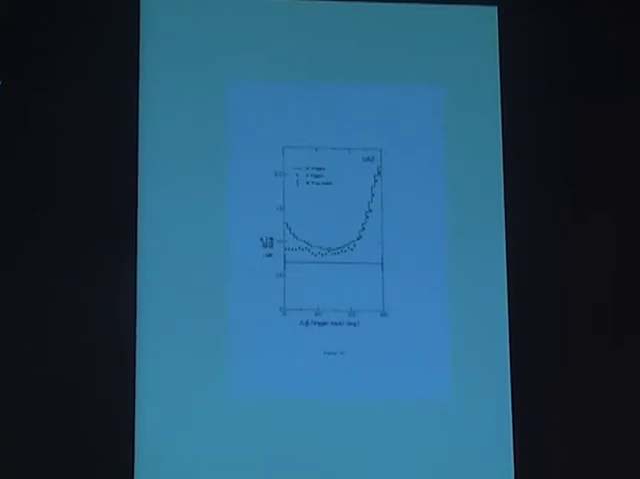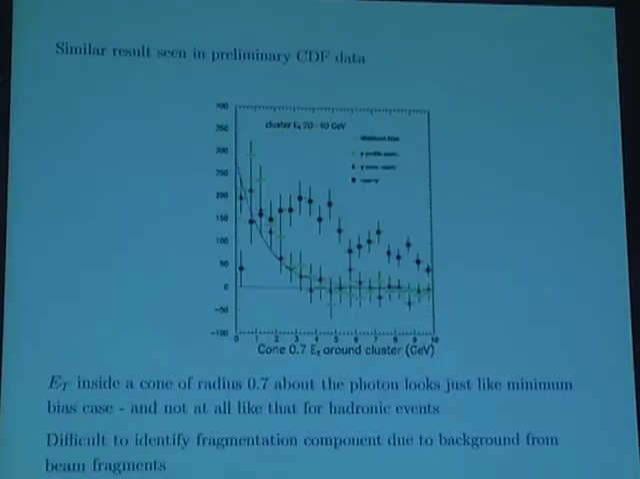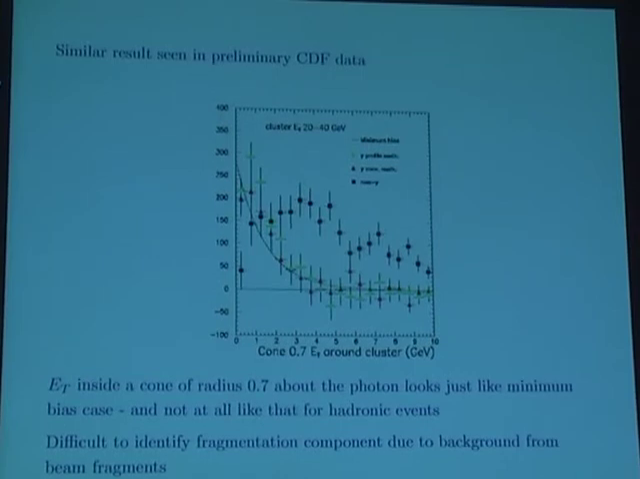Now, it's difficult, and I'll show you why, to put better constraints on the fraction coming from the fragmentation component, but at least this is consistent with the fragmentation component being there. Now here's some data from CTEQ.